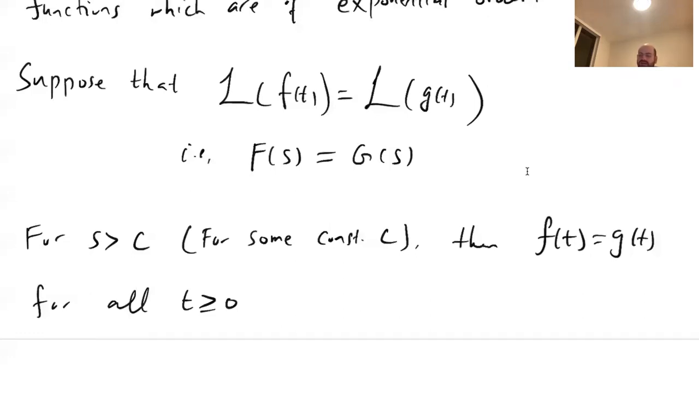And remember that in the context of Laplace transform, we only care about the restriction of the domain to 0 to infinity, because remember, Laplace transform is an integral on 0 to infinity of e to power minus st times f of t. So here, basically, in the context of Laplace transforms, we consider the domain to be 0 to infinity. So when the theorem says f of t equals g of t for all t bigger than or equal to 0, basically it means that f of t and g of t are equal on their domain.